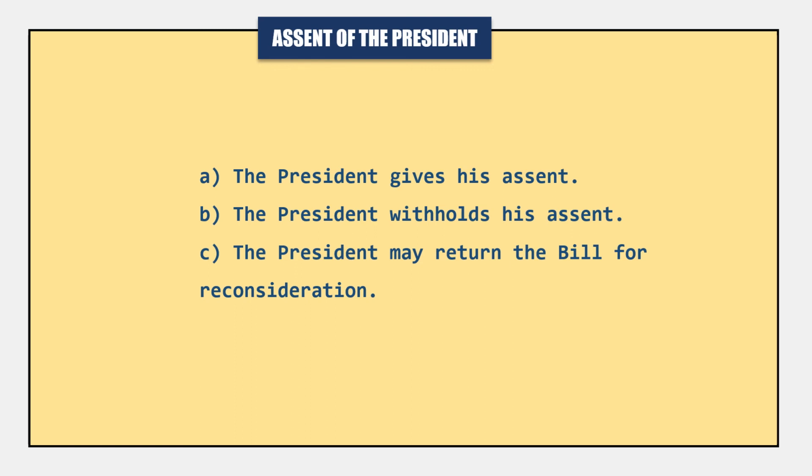Point to be noted, in case of constitutional and money bill, the President cannot send back the bill to Parliament, nor can he withhold his assent.